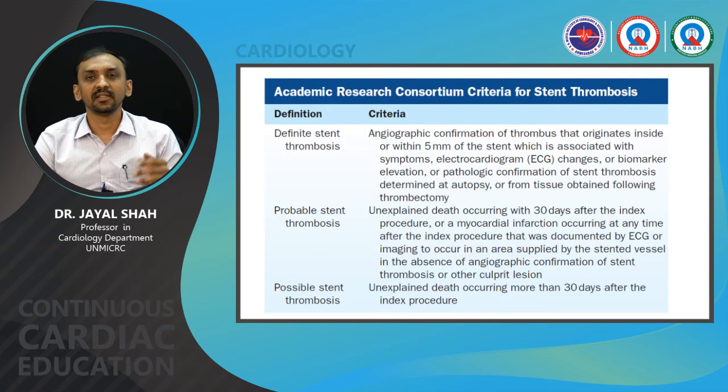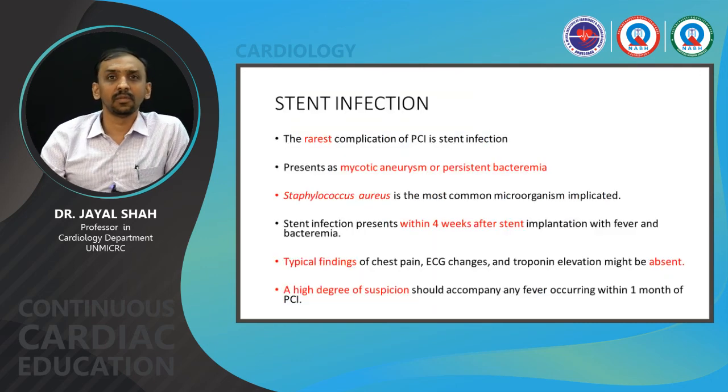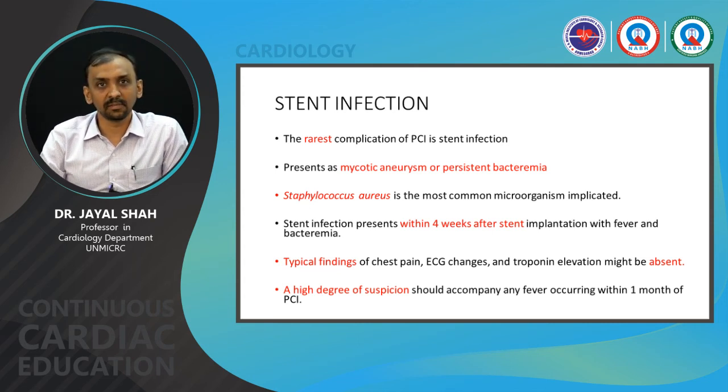So this is just the ARC criteria for stent thrombosis: definite stent thrombosis, probable and possible stent thrombosis. Another important complication is stent infection, which is the rarest complication of PCI, usually presenting as mycotic aneurysm or persistent bacteremia.